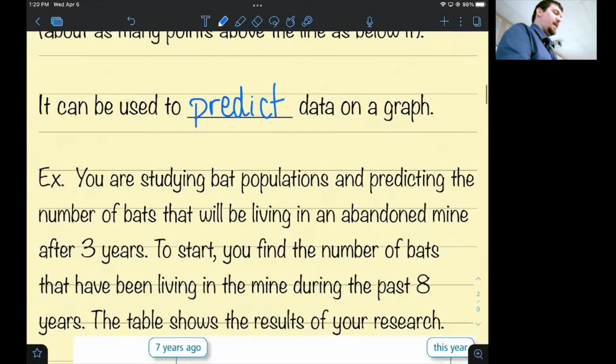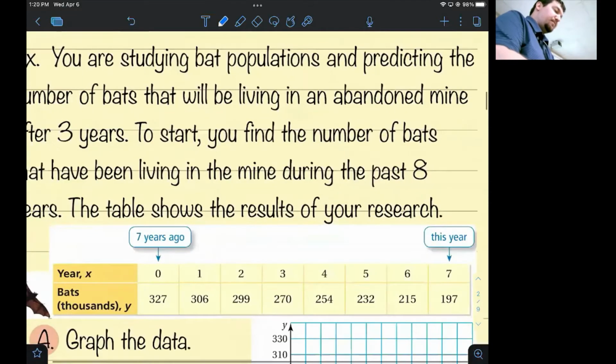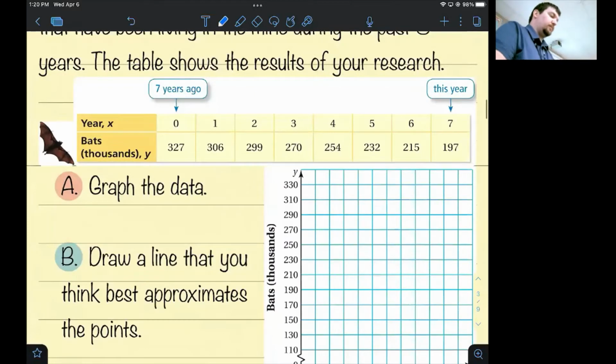Let's do an example of that predicting right here. You're studying bat populations and predicting the number of bats that will be living in an abandoned mine after 3 years. To start, you find the number of bats that have been living in the mine during the past 8 years. The table shows those results. So 7 years ago, as far back as your study goes, there were 327,000 bats. Do you think they counted all 327,000 of them?